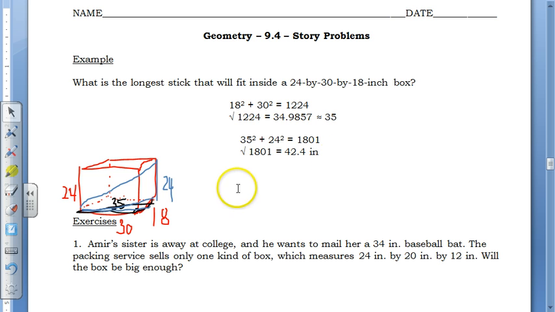So the longest stick that'll fit from this corner to this corner, that's the front, bottom, left corner to the top, back, right corner, would be 42.4 inches. So each of these problems is a little different, but they all require you to draw a right triangle and use the Pythagorean theorem to solve them. Good luck, and let me know if you have any questions.